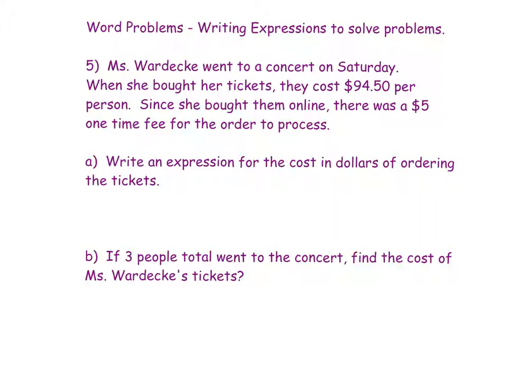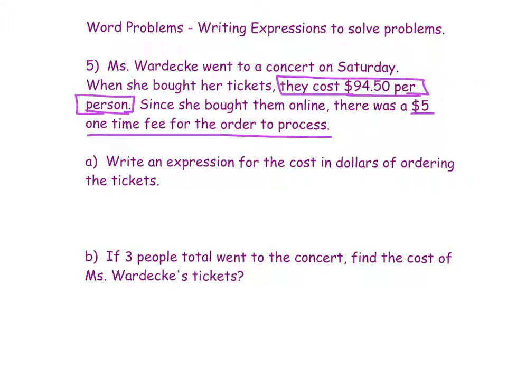So this says, Miss Wardecki went to a concert on Saturday. When she bought her tickets, they cost $94.50 per person. So I'm going to underline that because to me, that seems pretty important. Then from here it says, since she bought them online, there was a $5 one-time fee for the order to process. Write an expression for the cost in dollars of ordering the tickets. So if I stop and think about this, I need to think, okay, how was her total cost calculated? And I first know that the tickets cost $94.50 per person.